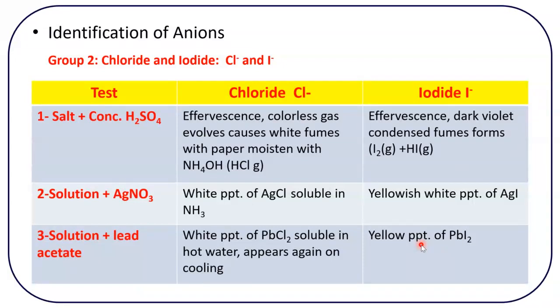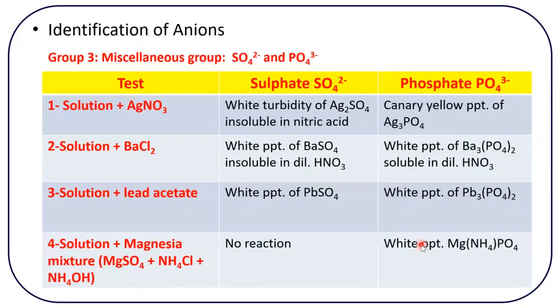Let us go to the third group, which is the miscellaneous group, and we are going to discuss just two anions, sulfate and phosphate. By the way, this group has no group reagent, so there is no primary test. All tests are confirmation tests, and you have to do all tests in solution. Nothing you have to do on the salt.